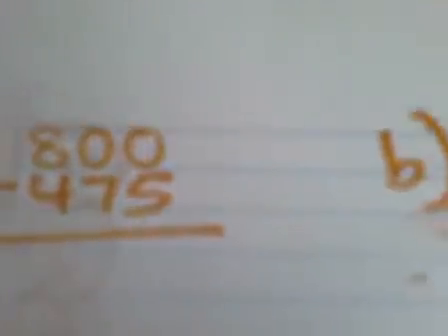I know I'm going to have to do a lot of borrowing, so I'm going to start at my hundreds place. The 8 becomes a 7. This becomes a 10. I have to borrow again, so it becomes a 9. My ones place becomes a 10. 10 minus 5 is 5. 9 minus 7 is 2. 7 minus 4 is 3. 325. A is not a possible answer choice because it is not greater than 400.